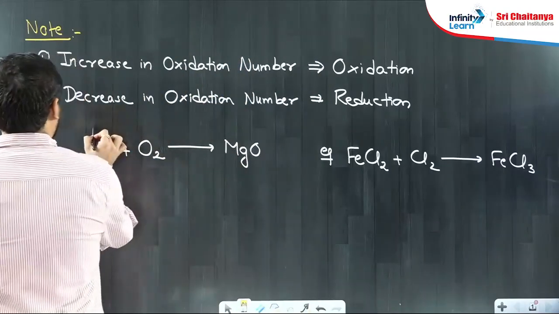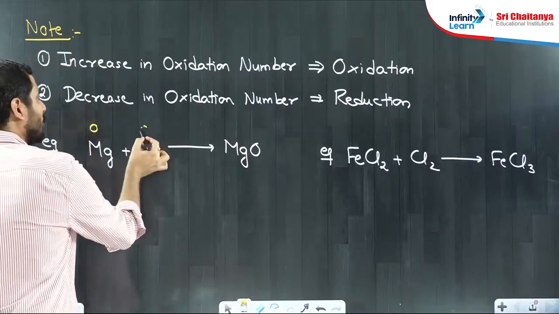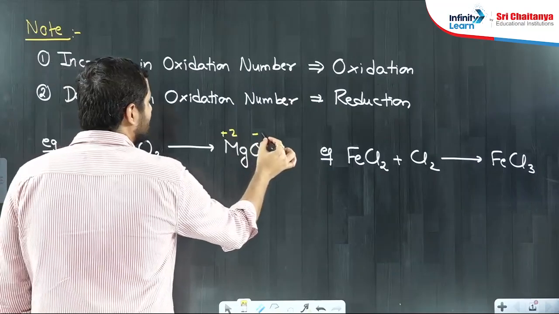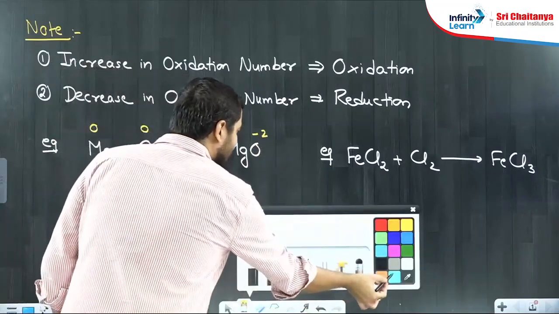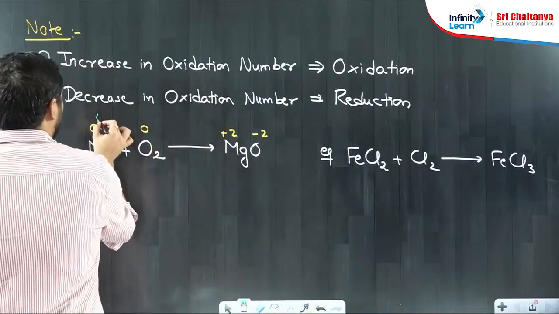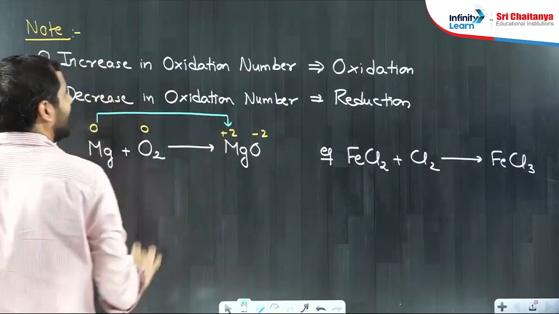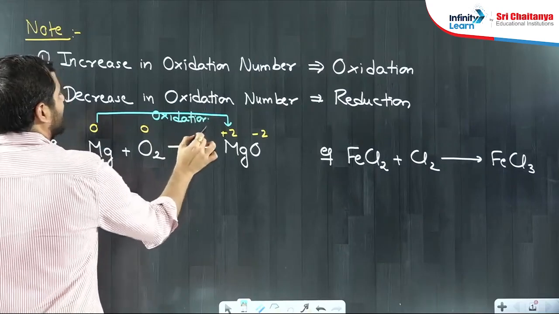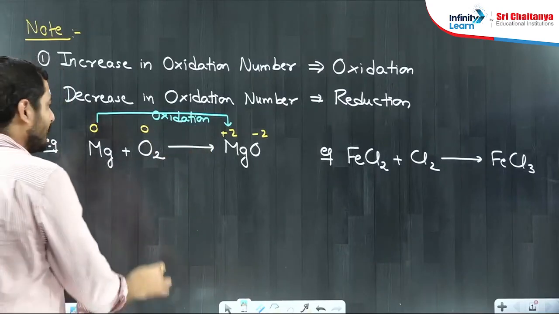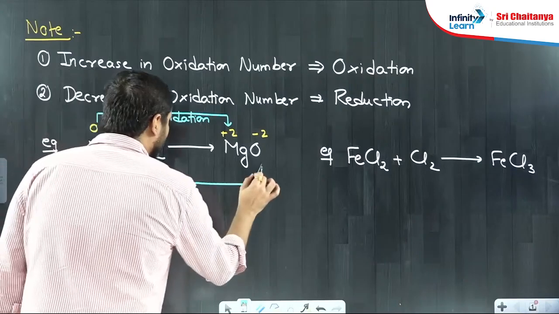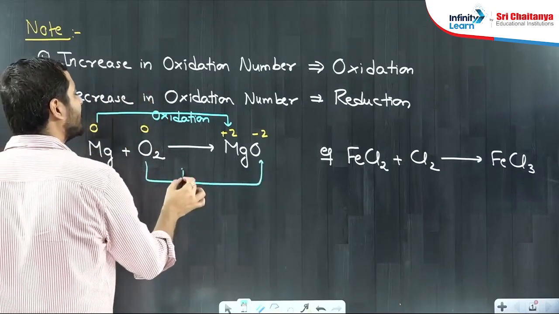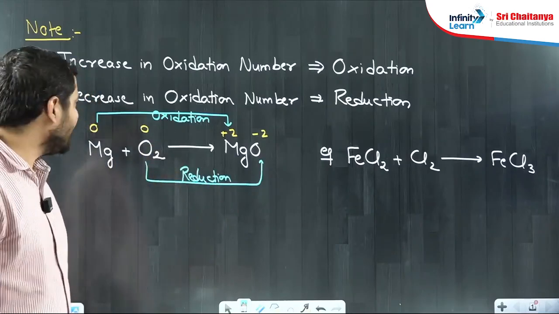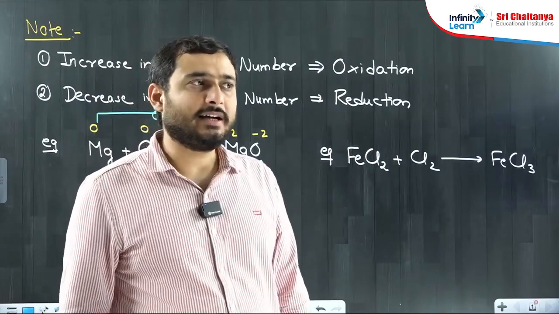So what we write here: magnesium oxidation number 0, O2 elemental state 0. Here magnesium is plus 2 and oxygen is minus 2. Now easily we can identify, 0 to plus 2, increase or decrease? Increase. So which process? Oxidation. Magnesium is getting oxidized. Now O2, 0 to minus 2 for oxygen, decrease. So decrease is termed as reduction. So here magnesium is getting oxidized and oxygen is getting reduced.